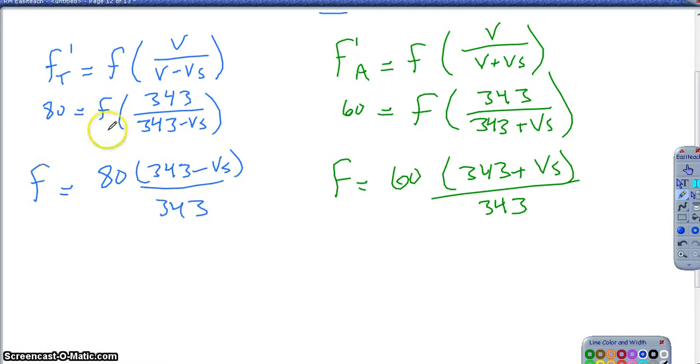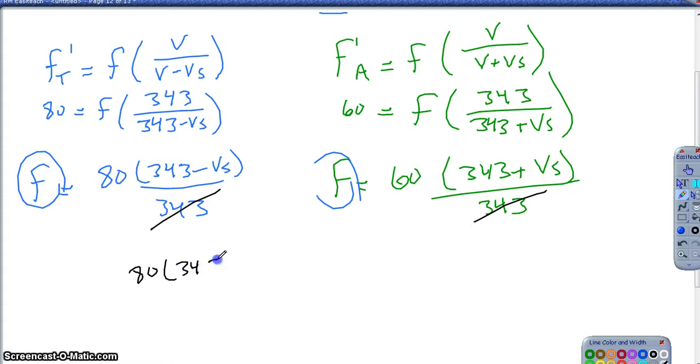Since it is the same frequency, the car horn did not change. We just perceived a different frequency. But since those frequencies are the same, I'm really just going to set these two equations equal to each other. And as I do that, both sides have a 343 on bottom. So then I just have 80 times 343 minus the velocity of the source equals 60 times 343 plus the velocity of the source.